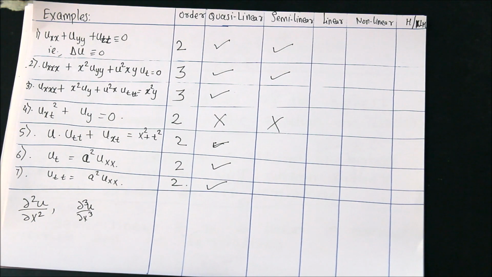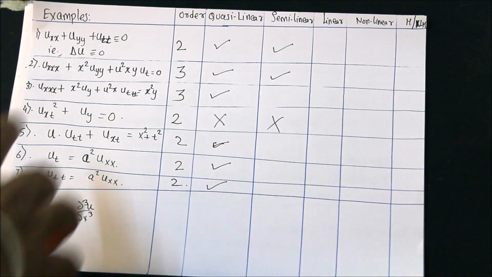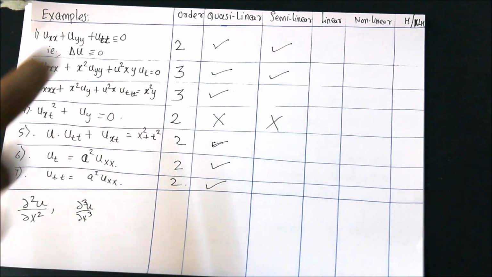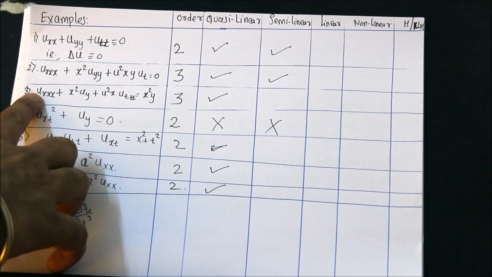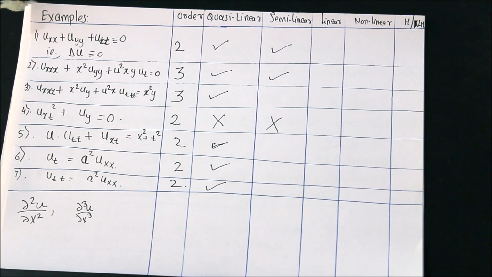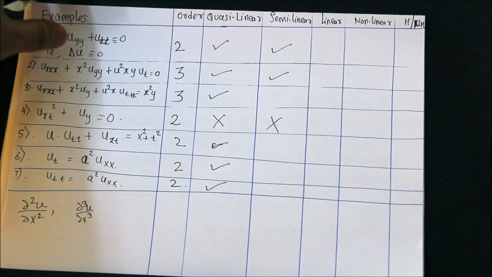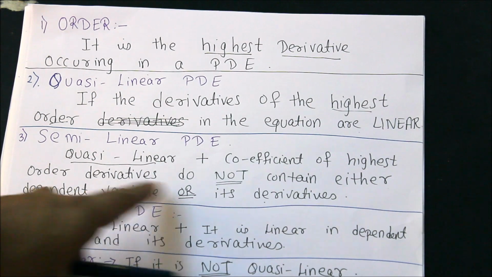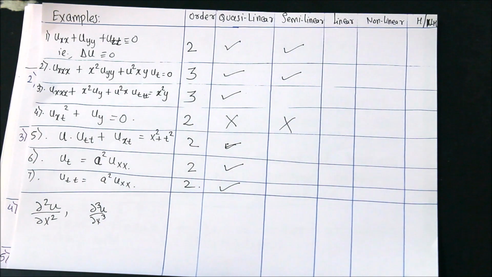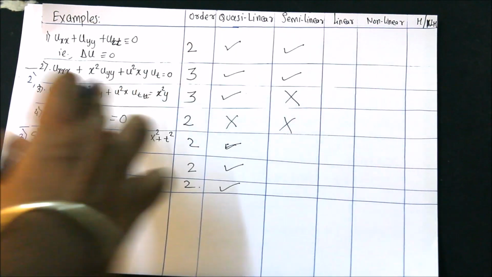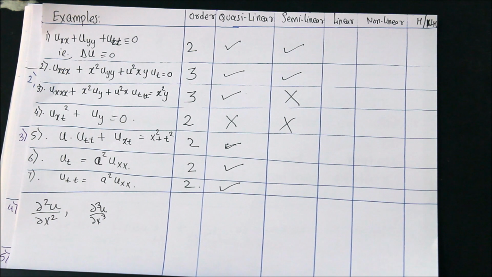But now let's see the third example. Where are the highest orders? u triple x and u triple t. These are the two highest orders occurring in my differential equation. Now look at the coefficients. Are they independent of the dependent variable and its derivative? Yes, this one is. But this one, what is the coefficient? u squared x. So the coefficient involves u, the dependent variable. For semi-linear we want it not to contain the dependent variable and its derivative. Therefore the third example is not semi-linear, because the coefficient of u triple t contains the dependent variable.